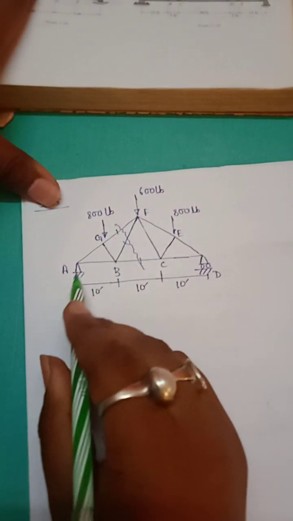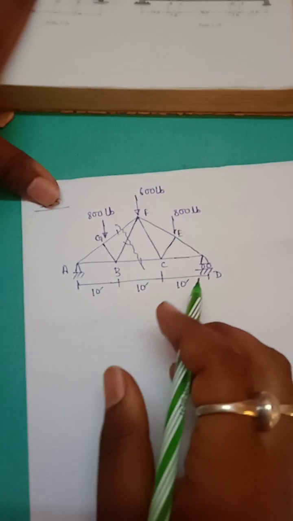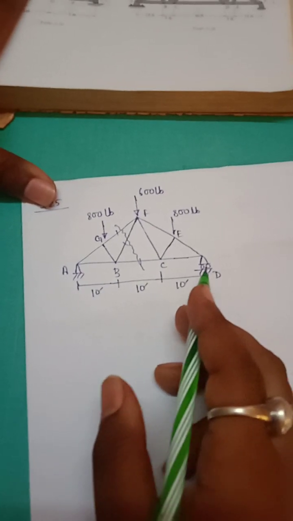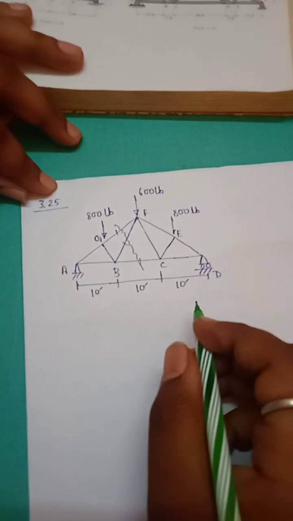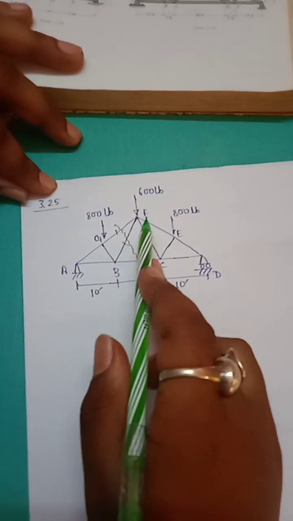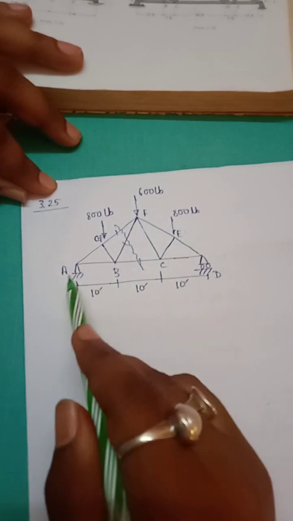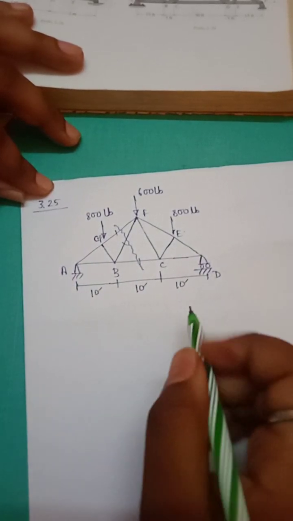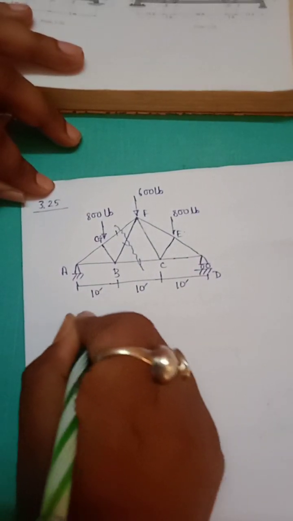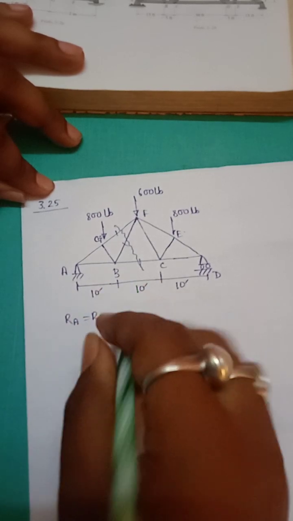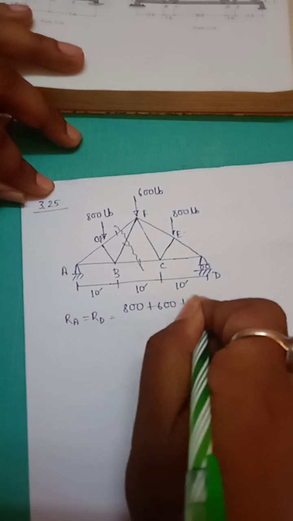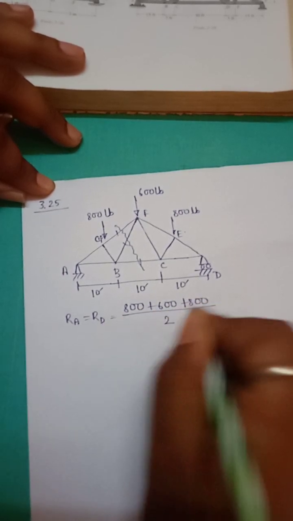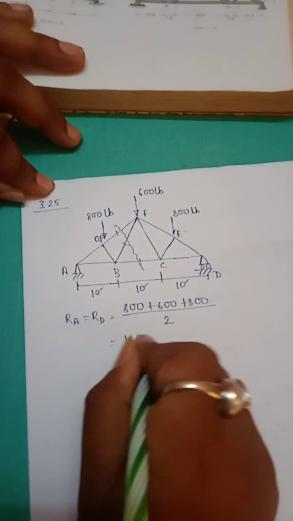At first we have to find the reactions in A and D. This is before cutting the section. Always remember that you have to find the reaction forces before cutting the section. As the load is symmetrical, 600 in middle, 800 here, 800 here, so reaction will be equally divided. RA equal to RD equal to (800 plus 600 plus 800) by 2, that is 1100 pound.